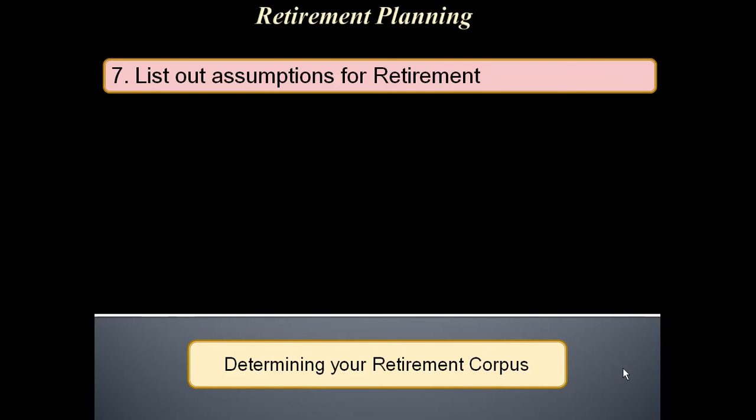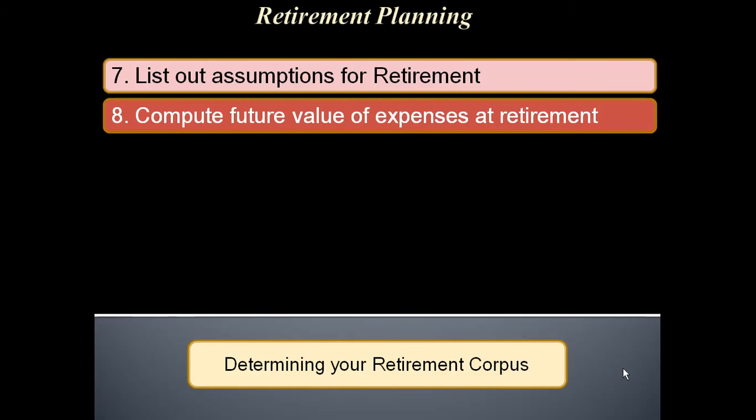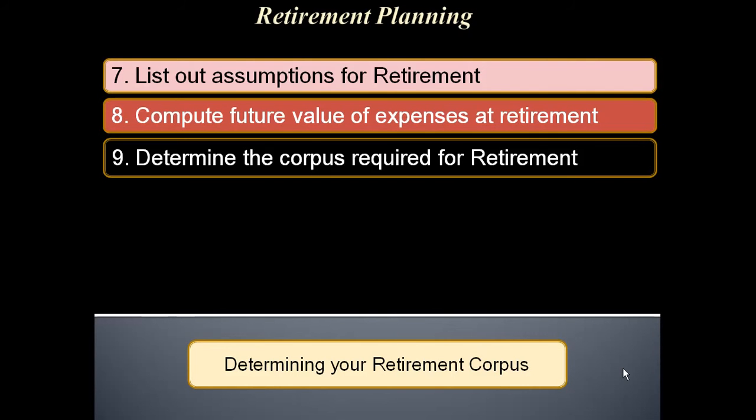Next, you have to list out your retirement assumptions. This would include the life expectancy of yourself and your spouse, the rate of return on your corpus post retirement, the inflation rate, and so on. Next, you have to compute the future value of the expenses after factoring in inflation. Compute the corpus required to be accumulated at your retirement.